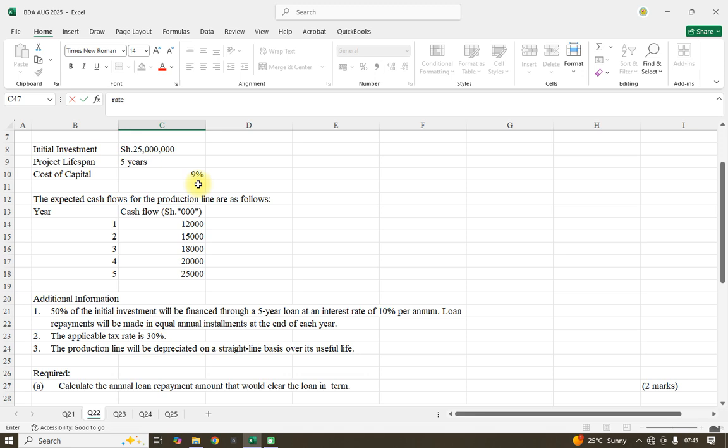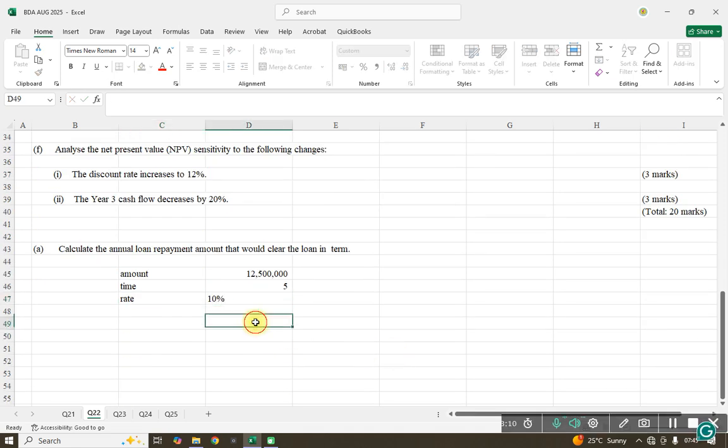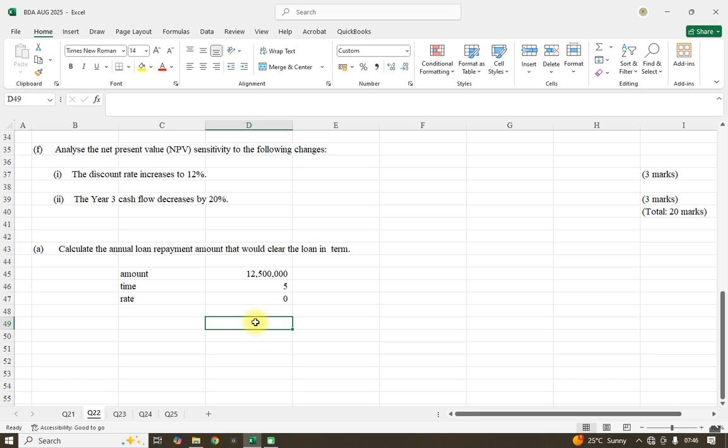Remember 9% was the cost of capital, but for the loan the rate is 10%. Our loan is for 10%. And what we need is a PMT, the annual repayment.